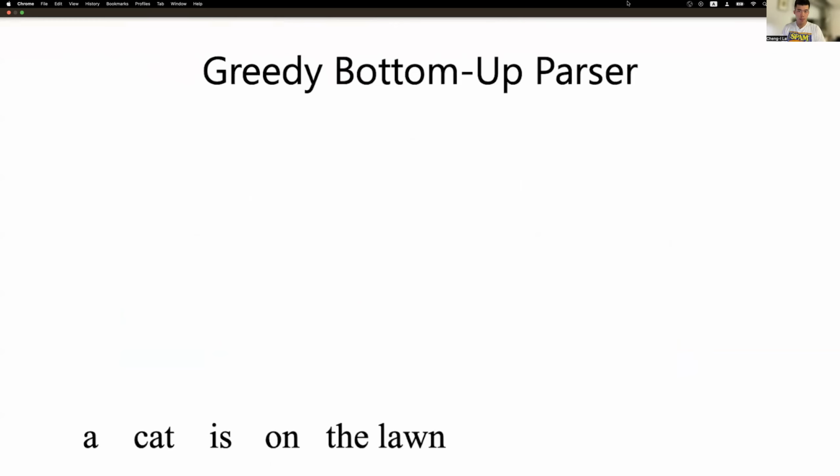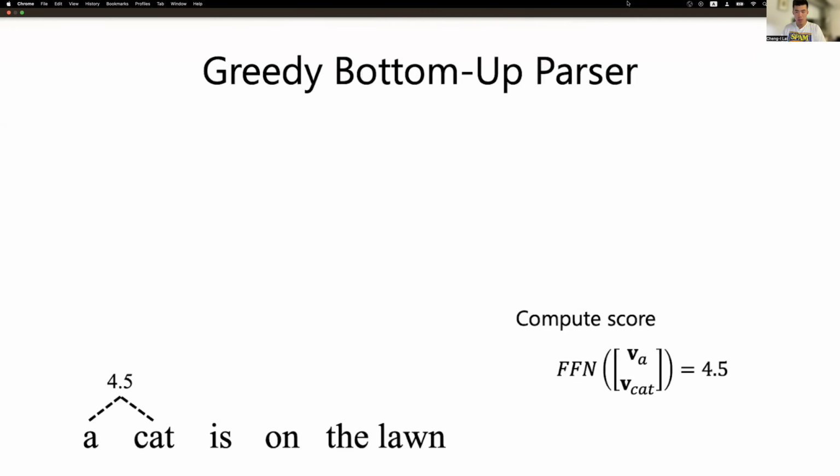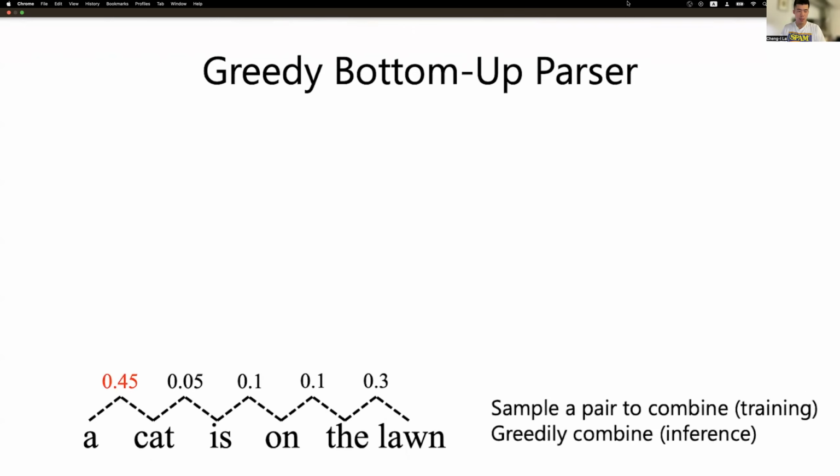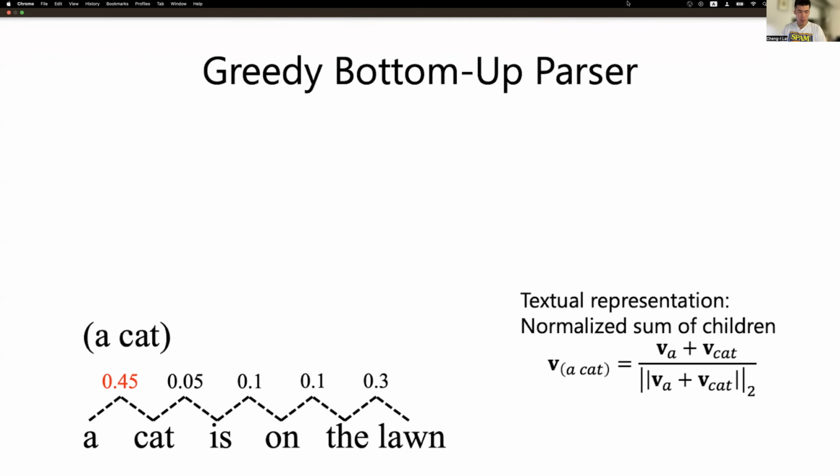VG-NSL uses a bottom-up parser. So, for example, for the text caption, a cat is on the lawn. First, there is a scoring module that scores all possible adjacent embeddings and returns an unnormalized score. So it does this for all possible adjacent embeddings. The unnormalized score is then normalized into a probability distribution. According to this probability distribution, we can then sample two adjacent embeddings and combine them into a constituent.